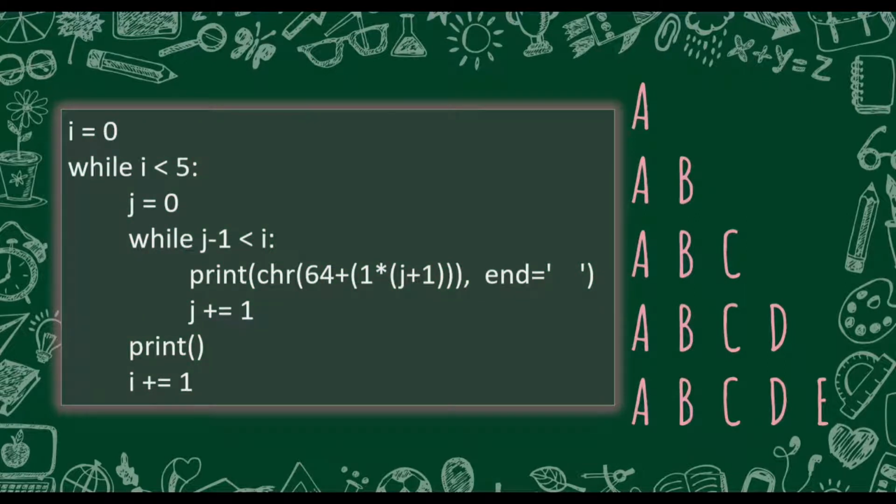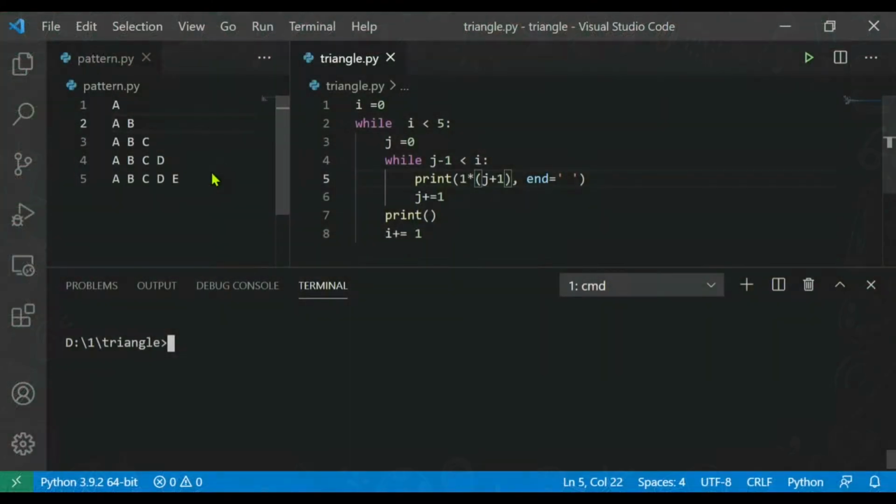Let's see how to print the alphabet right angle triangle pattern. Let's move to Visual Studio Code and execute this pattern. In this pattern, alphabets are aligned on the left side.